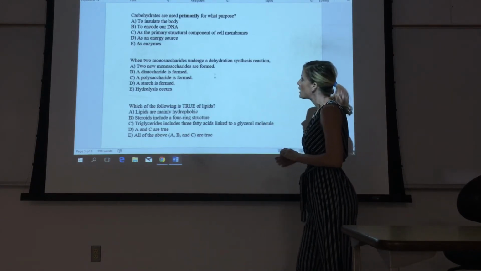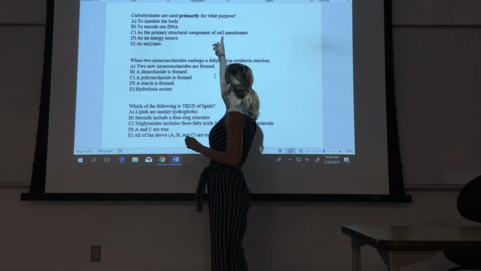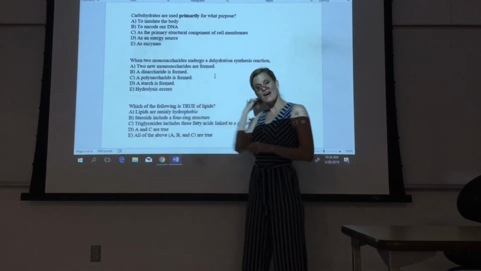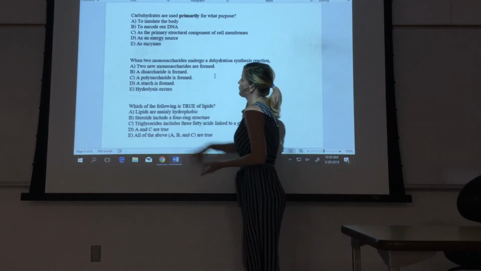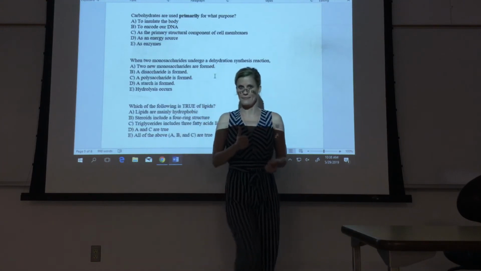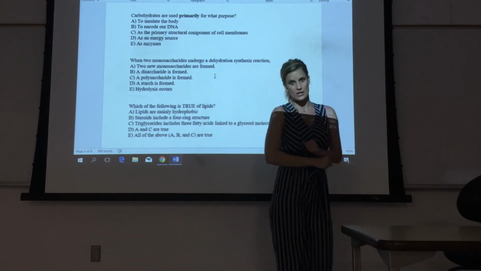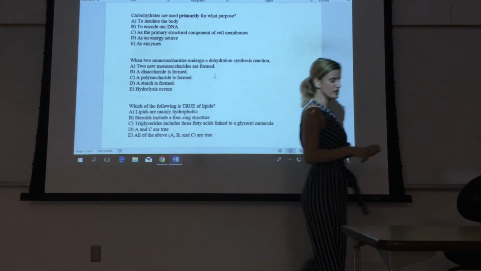Carbohydrates are used as the primary structural component of a cell membrane. No, remember that's made out of phospholipids, right? Another type of lipid. Carbohydrates are used as an energy source. Yes, right? We use carbs for energy. As enzymes are proteins, not carbohydrates.